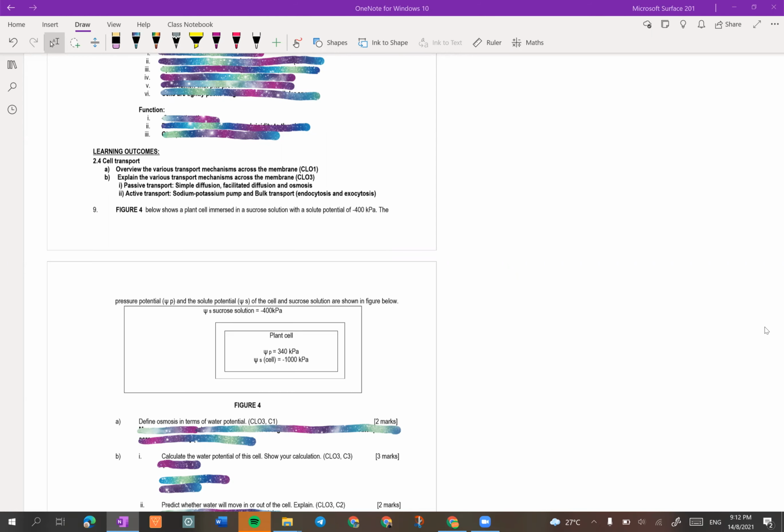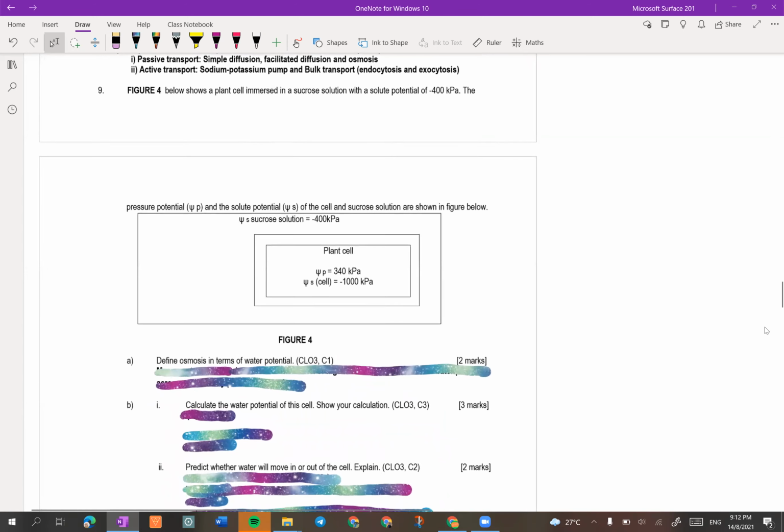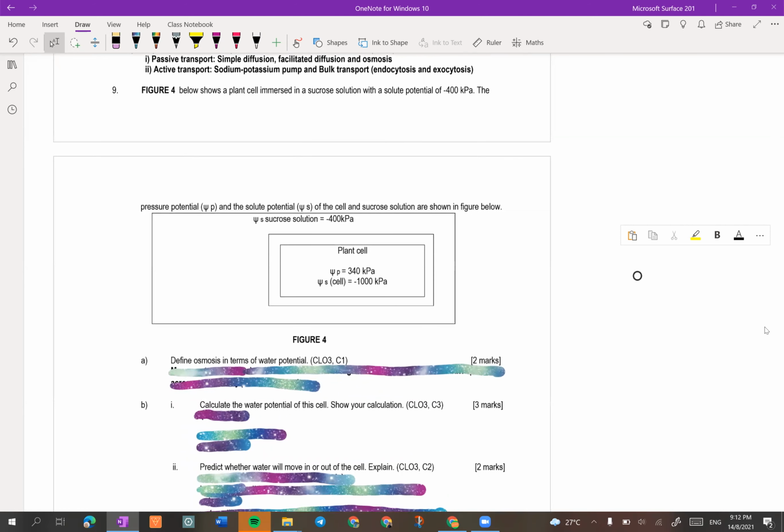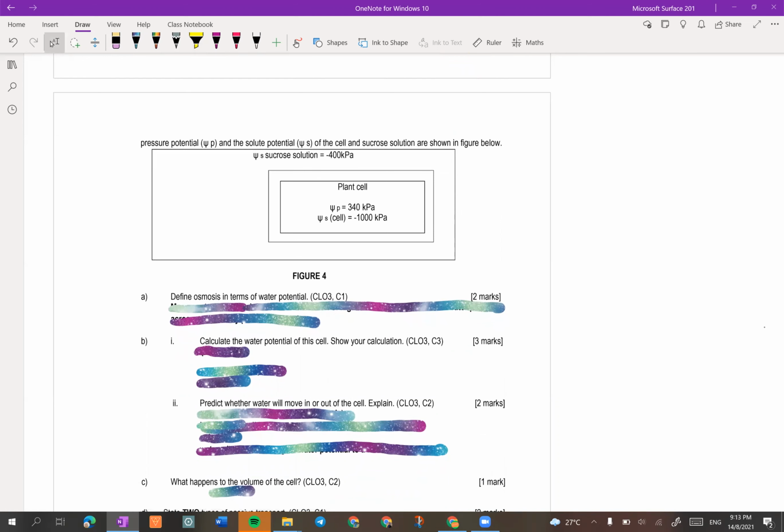So hari ni kita nak discuss pasal cell transport pula, the last bit of cell structure and function. Okay, so dekat sini kita ada satu soalan. Soalan ni dia tanya, below shows a plant cell immersed in a sucrose solution with solute potential of negative 400 kilopascal. And then the pressure potential and solute potential of the cell and sucrose solution are shown in the figure below. So dia dah bagikan kita all the values.